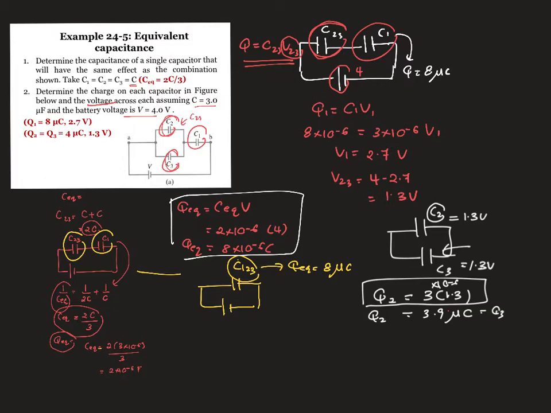So the things that you need to remember: find the C equivalent first, and from the C equivalent you find the Q equivalent. The trick to answer this kind of question, to find the charge and voltage for each capacitor, is that you need to find the same physical quantity, whether it is Q or V. Okay, let's move on to the next question.